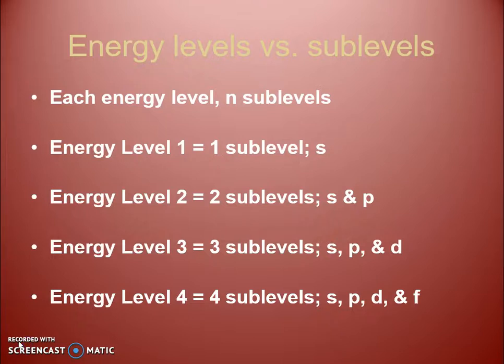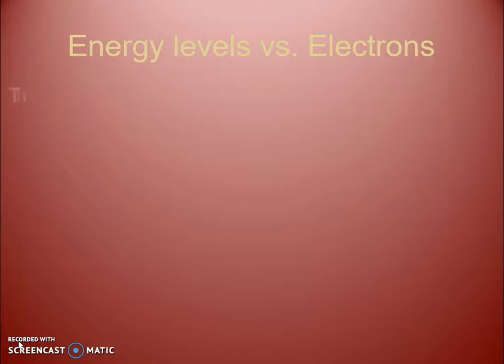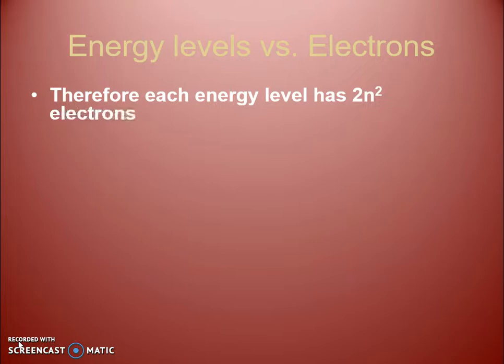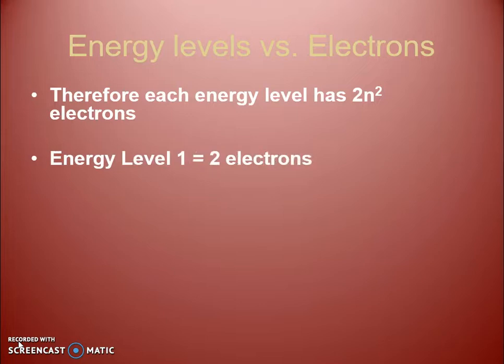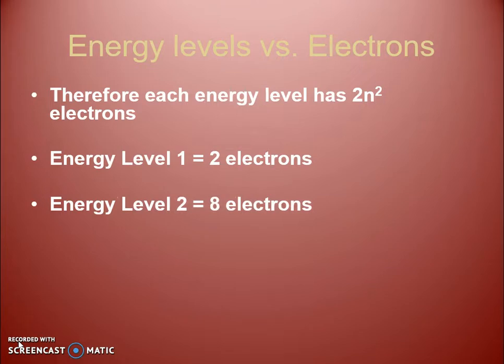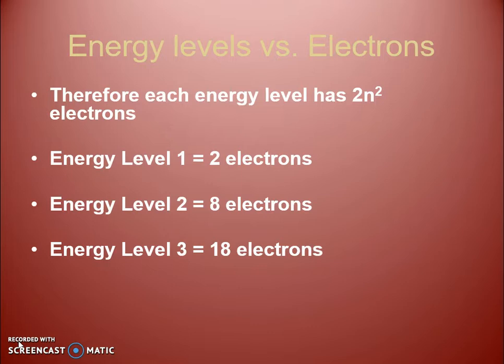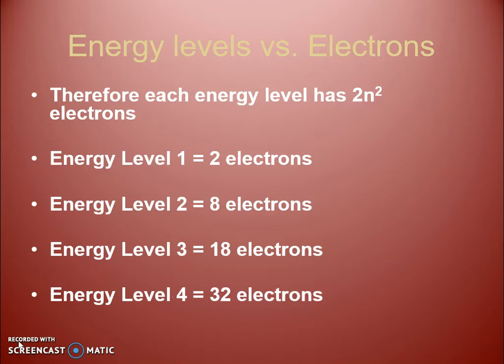So lastly, to figure out how many electrons there are within an energy level, I can take that energy level, square it, and then multiply it by 2. So each energy level has 2n squared electrons. So that first energy level, 2 times 1 squared is 1 times 2 is 2. There are 2 electrons in that first energy level. The 2nd energy level, I have 2 squared, which is 4 times 2, so 8 electrons in total. The 3rd energy level, 3 squared, 9 times 2. Now I have 18 electrons in total. And lastly, in energy level 4, 4 squared, 16 times 2, 32 possible electrons in that 4th energy level.